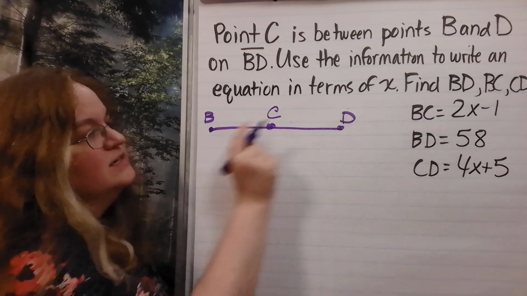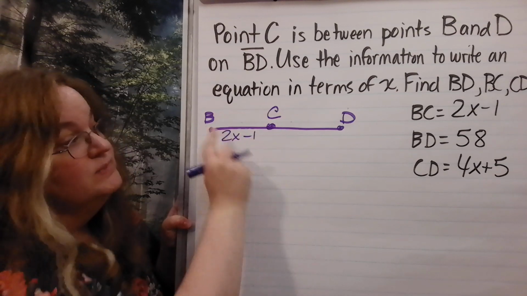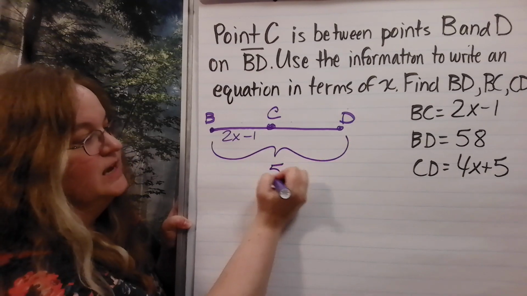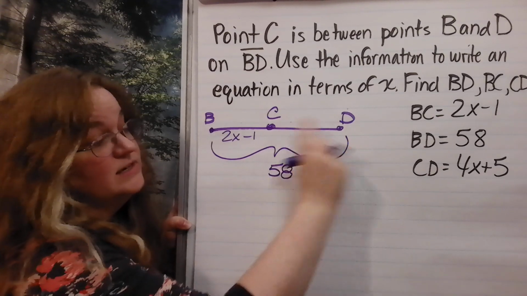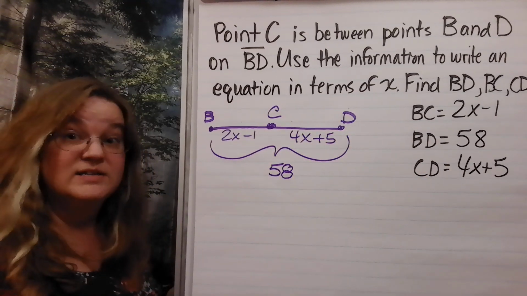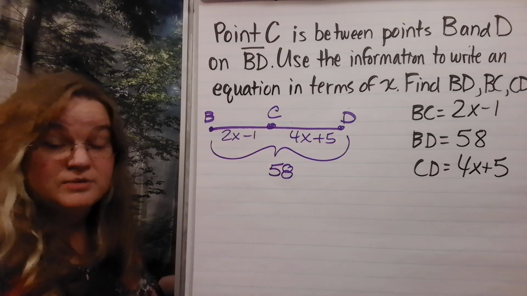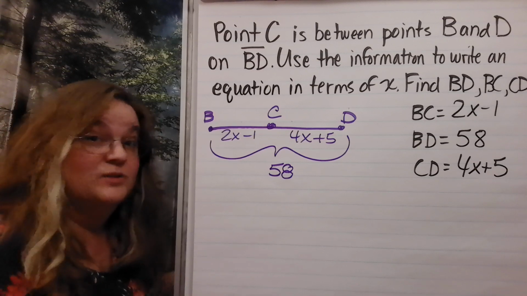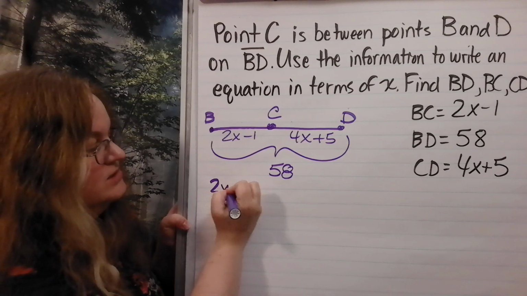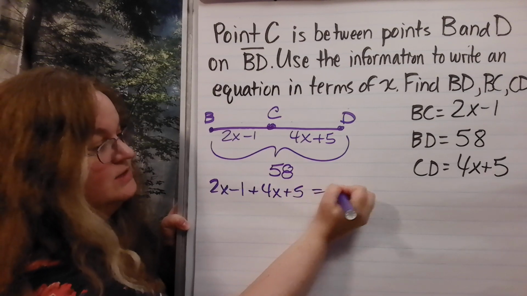I know that BC, so this distance right here, is represented by 2x minus 1. BD, which is the whole thing, is 58. And I know that CD is going to be 4x plus 5. Now, if I think of the segment addition postulate, this plus this has to equal the whole thing. So I'm just going to write an equation. Once we've written the equation, we solve the equation, we'll be able to figure out the rest of the information. So 2x minus 1 plus 4x plus 5 equals 58.